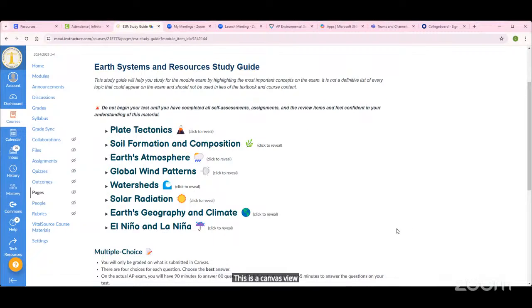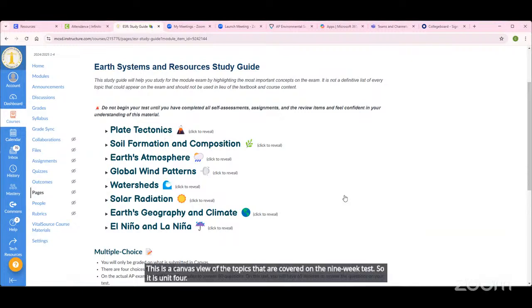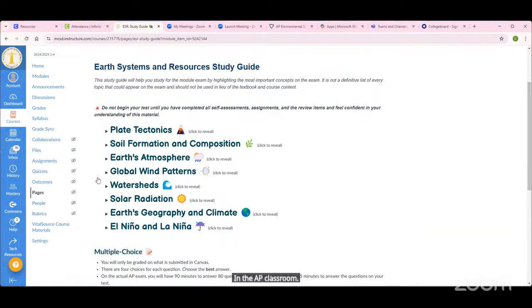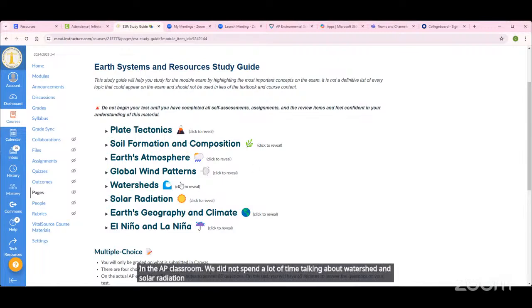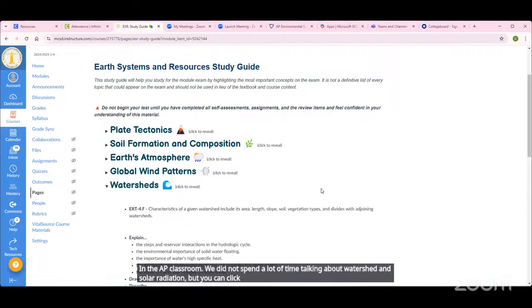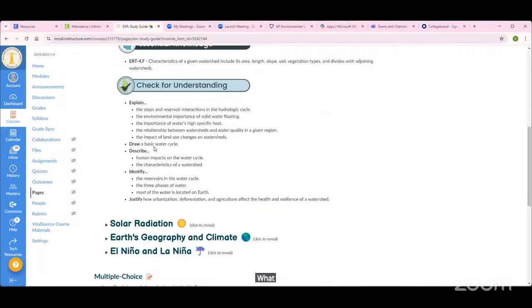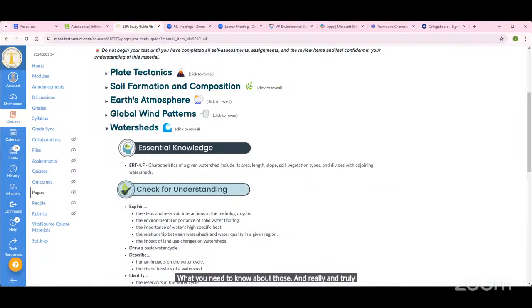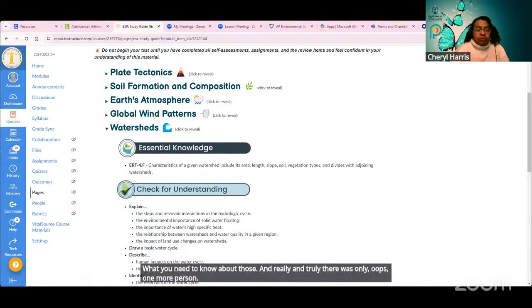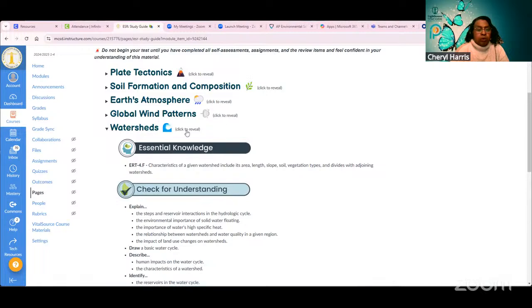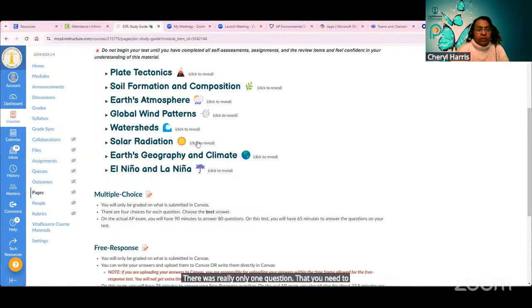of the topics that are covered on the 9-week test. So it is Unit 4 in AP Classroom. We did not spend a lot of time talking about watershed and solar radiation, but you can click and see what you need to know about those. And really and truly, there was only one more person. There was really only one question that you need to worry about as far as that's concerned, and solar radiation. The bulk of the activity is the other questions.